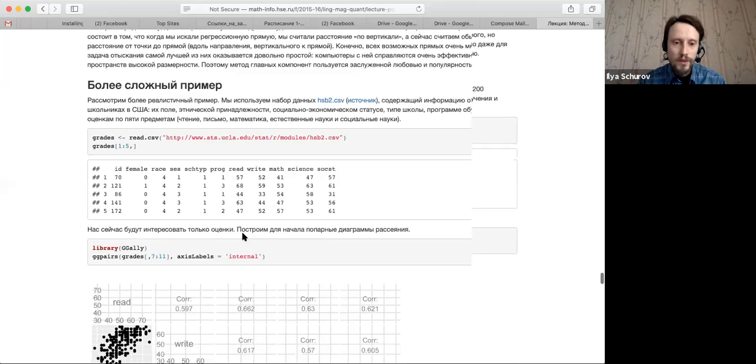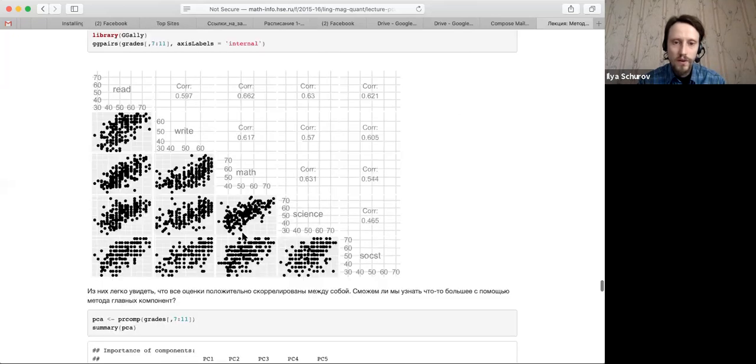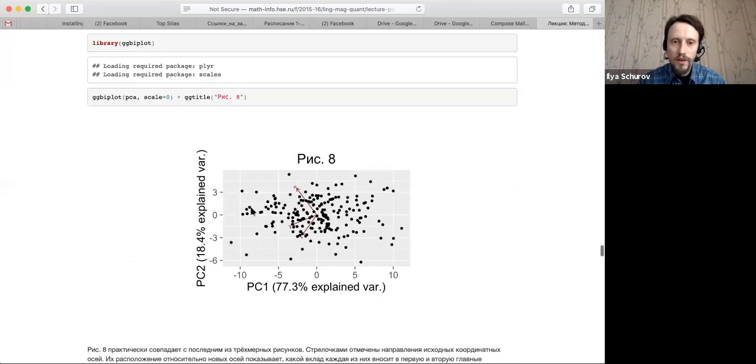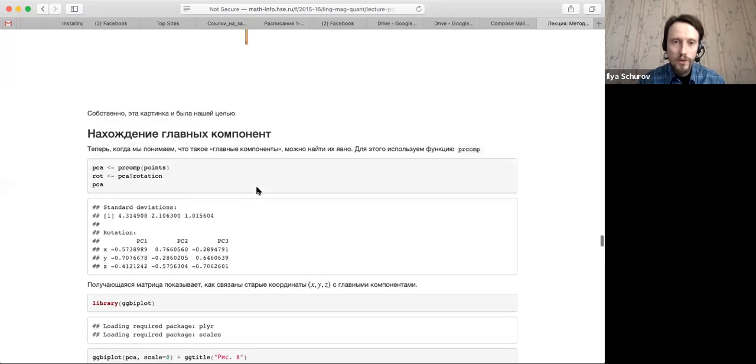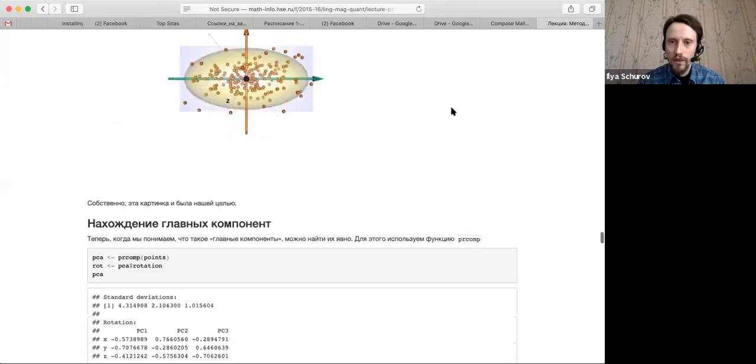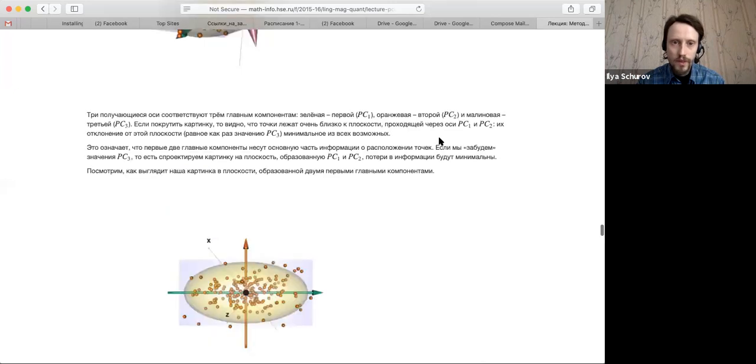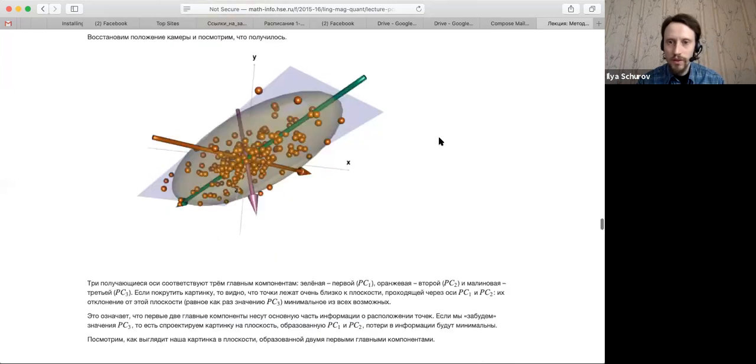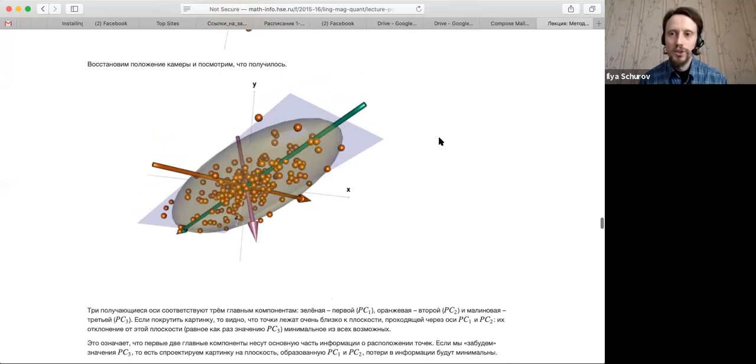Okay, so I think that this is all that I wanted to say about principal components. There is another topic that is related to this reduction.